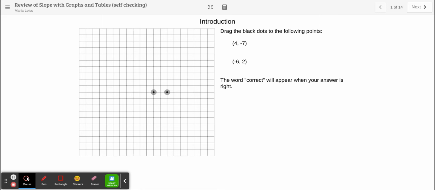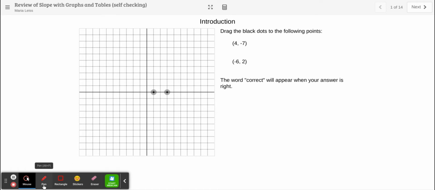First one, we're going to start with the introduction slide. This is going to be pretty easy. This says drag the black dots to the following point. So we've been given two ordered pairs. The word correct will appear when your answer is right. So if you look at the graph, you can see there's two black dots. When I hover over them, I'll be able to move them.